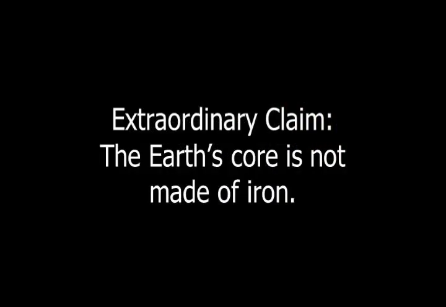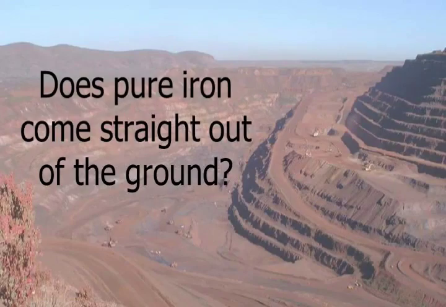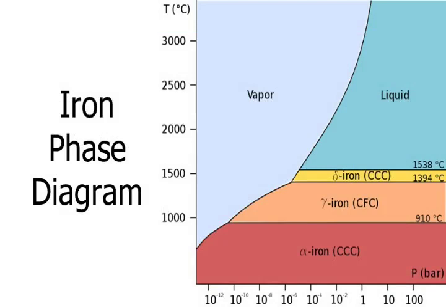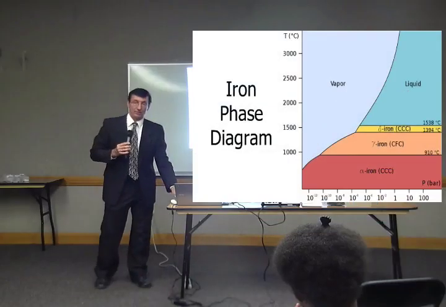So the UM's extraordinary claim is that the Earth's core is not made of iron. And so we'll ask some questions about, does pure iron come straight out of the ground? The stable phase of iron at the inner core conditions is unknown. We find no evidence for phases other than those long known from low pressure work. So even at high pressures, they're thinking it's not much different. This is the iron phase diagram showing the temperature related to the amount of pressure. We don't have time to talk about it too much.